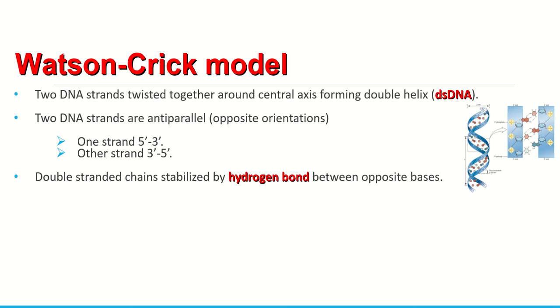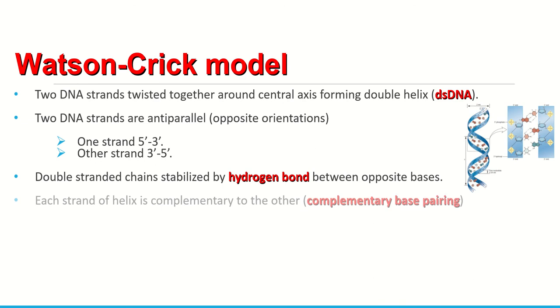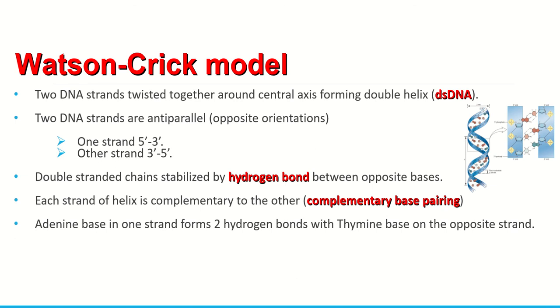The double-stranded chain is stabilized by hydrogen bonds between opposite bases. Each strand of a helix is complementary to the other, so there is pairing between one strand and the other, and the nitrogenous bases in each strand pair with complementary nitrogenous bases in the opposite strand.